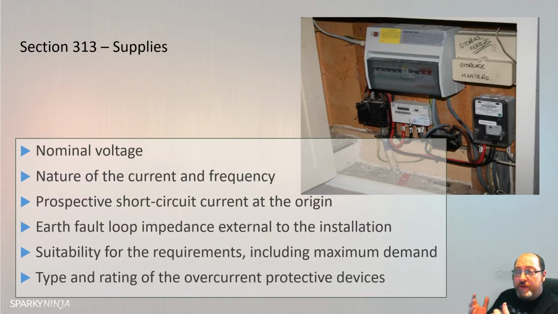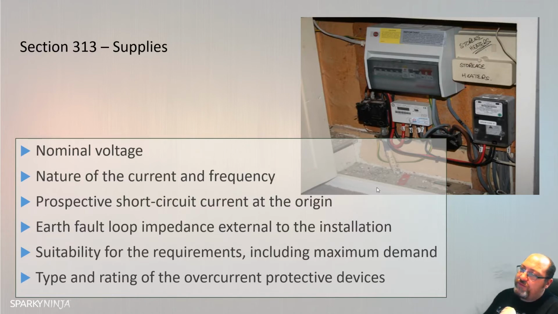If the earth fault loop impedance external, let's say it's a TNS system, I can assume it to be no more than 0.8 ohms, but if I actually measure it and I get 0.55 ohms, I then have a value to work with for my values of Zs with my designs. And it's much better to have the actual values because then you can understand the actual Zs's, and that will help you understand the energy levels in fault currents. We'll cover that more in chapter 43.